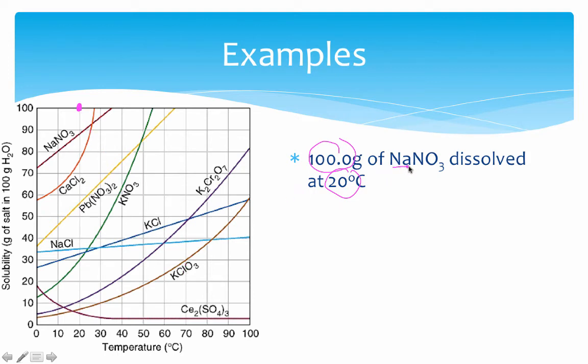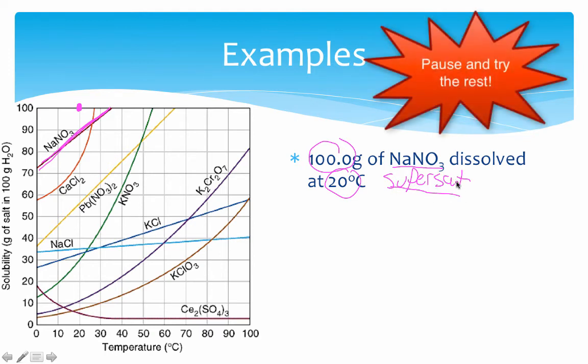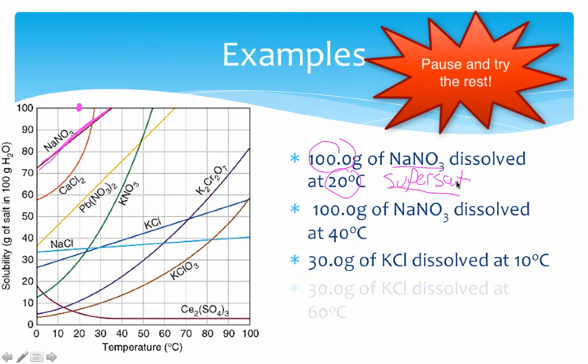We also need to identify which line we're looking at in this case. It's the sodium nitrate line, which is this line right here. If you'll notice in this situation, our point is above the line, meaning this is a supersaturated solution. Take a minute, pause the video. I've got a couple more of these for you to take a look at. In a couple seconds, we'll go over the answers to these, and we'll see how you did.